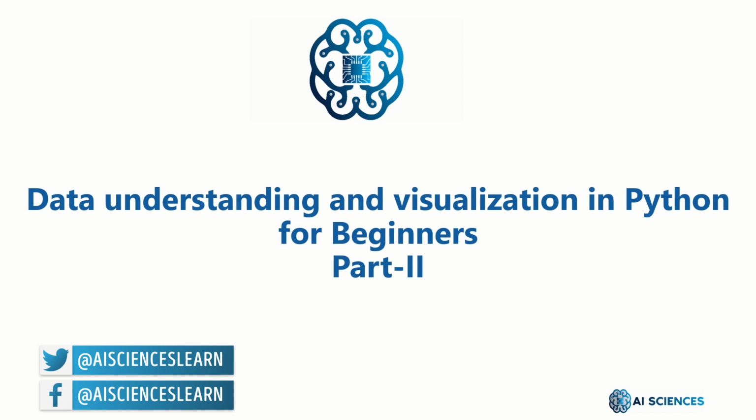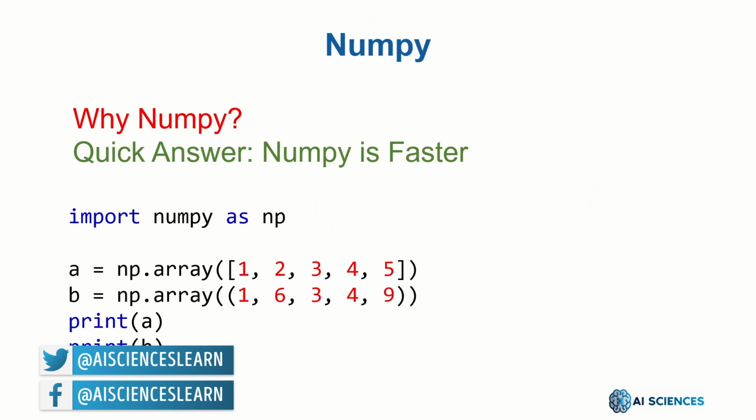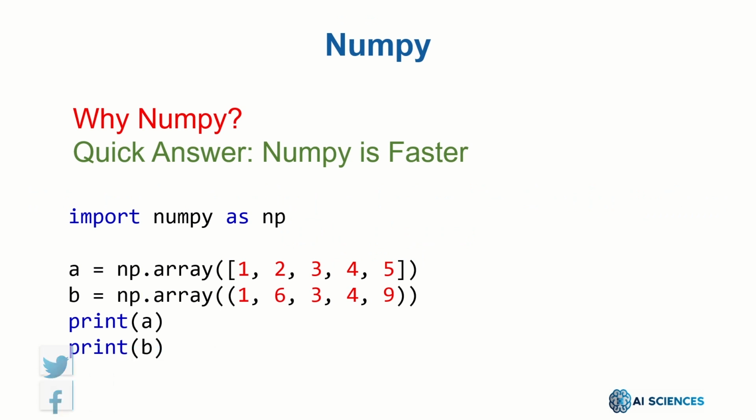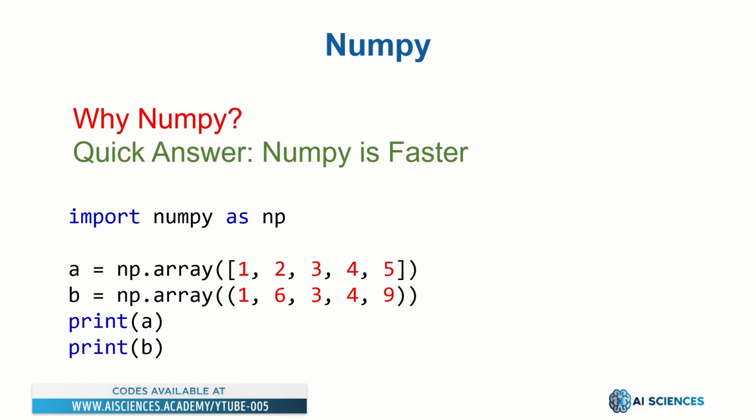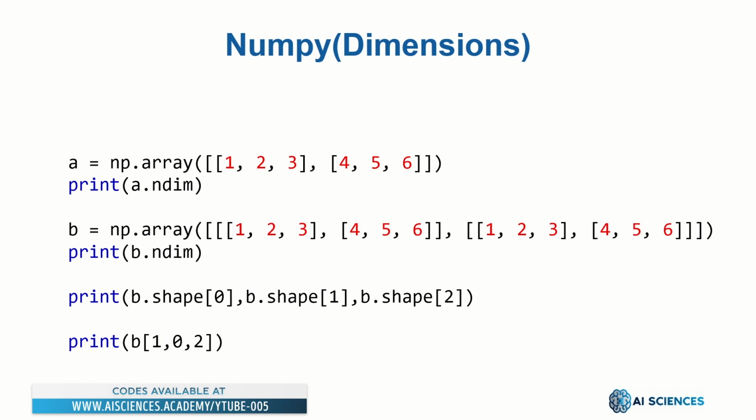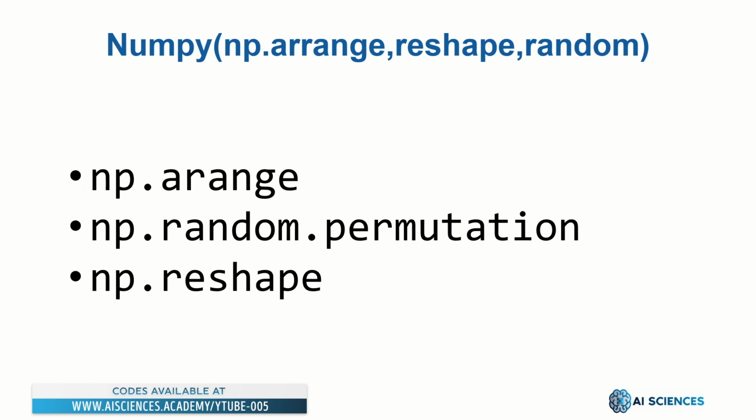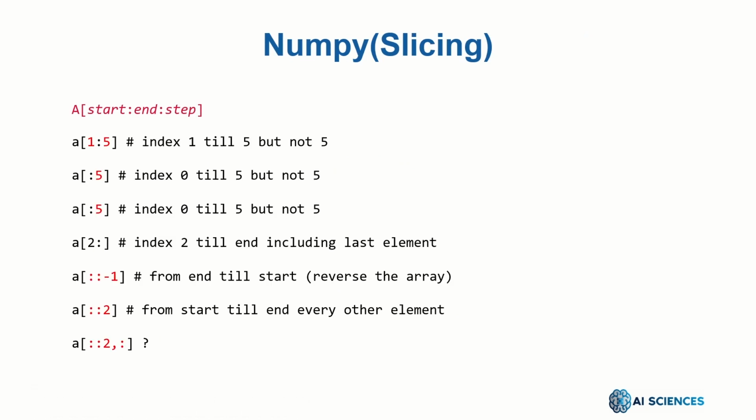In Part 1 of this series, we discussed some of the basics of NumPy and Pandas for data manipulation. In particular, we started NumPy by creating arrays from lists and tuples. We then talked about dimensions and shape and accessing different elements in multidimensional arrays. We also talked about some useful functions available in NumPy, including the arange function, the random module, and the reshape function. Then we talked about slicing in NumPy, and we also discussed the difference between slicing in NumPy and ordinary lists in Python.